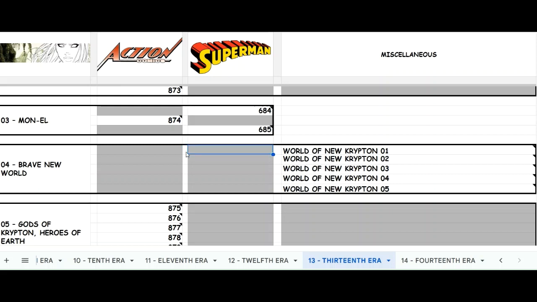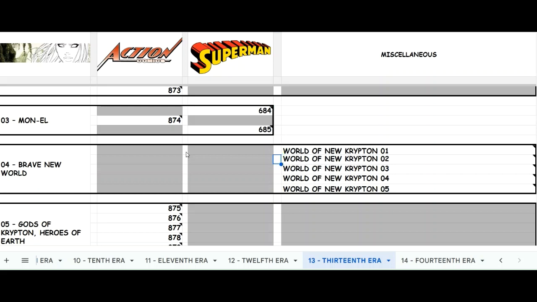Now, these don't have any branding other than specifically saying they're the World of New Krypton, and the triangle numbers are a bit random, but trust me, this is the sequence to read them in. So World of New Krypton 1 is triangle number 16. It actually says at the end of this, to be continued in Action Comics 875, Supergirl 39, and Superman 686. I wouldn't do any of that.